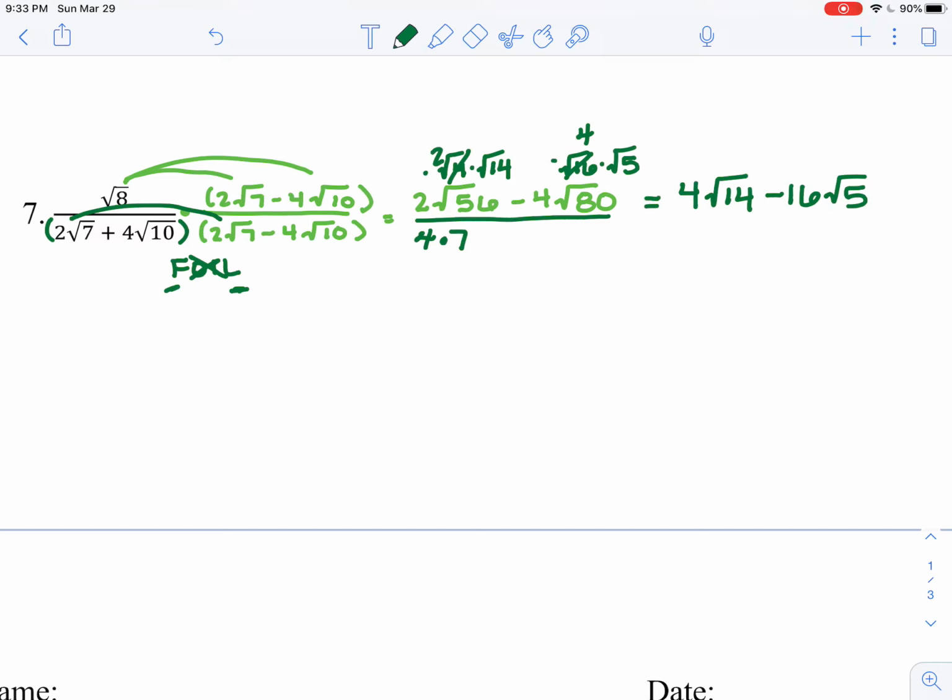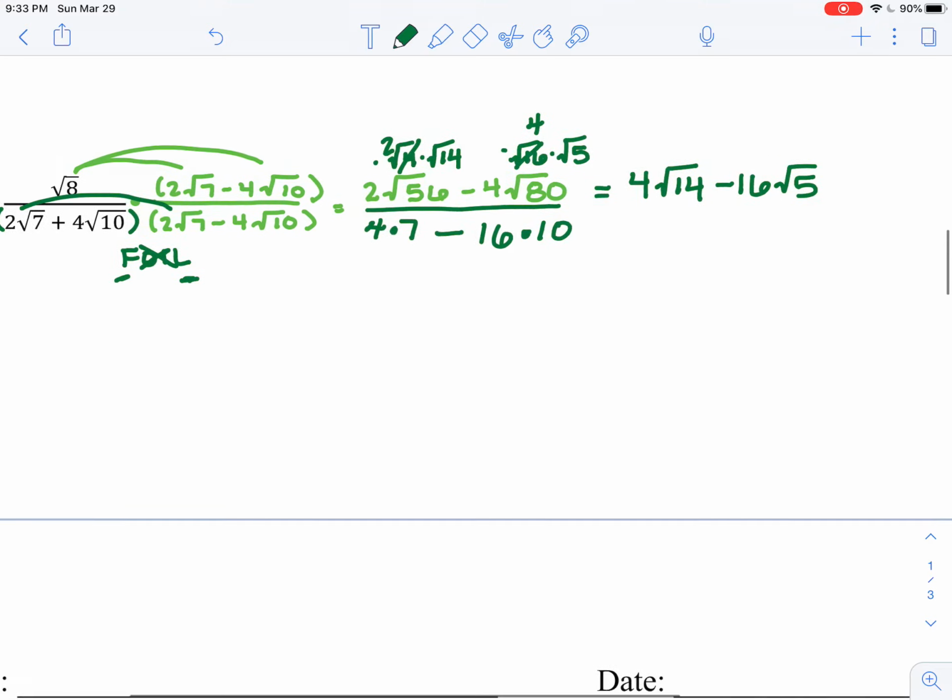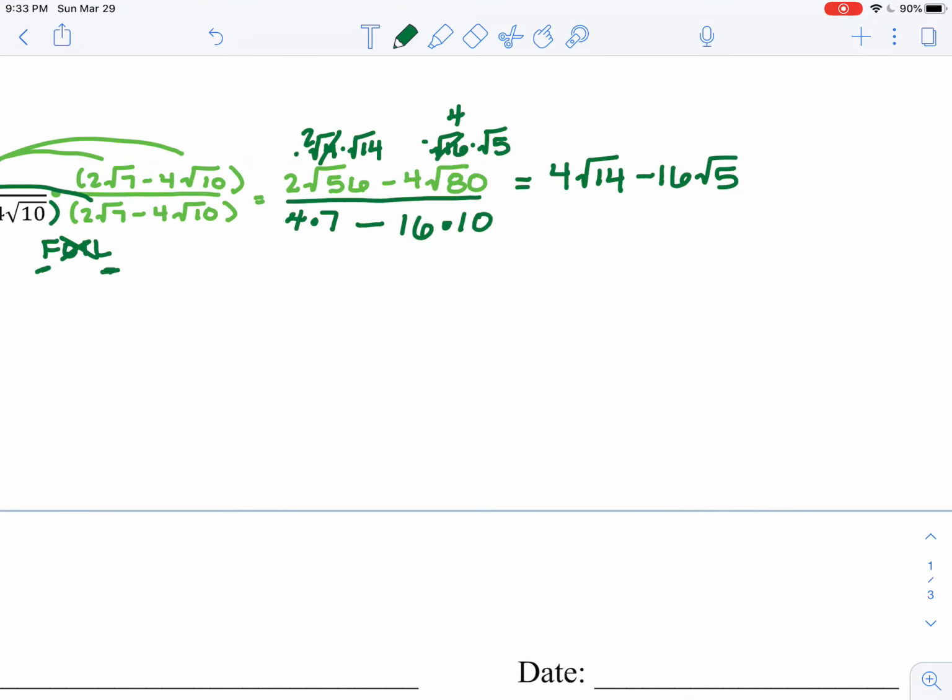Then for the last two terms, positive times negative makes negative. On the outside, 4 times 4 is 16. Underneath, for the radicals, square root 10 times square root 10 is a plain old 10. So now 4 times 7 is 28. 16 times 10 is 160. 28 minus 160 is negative 132.